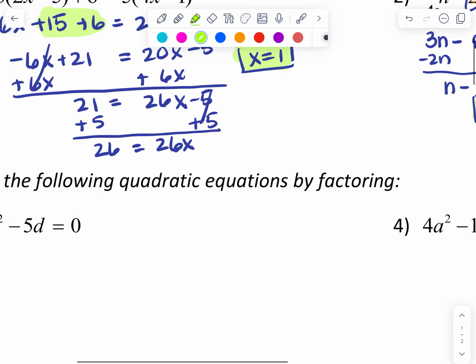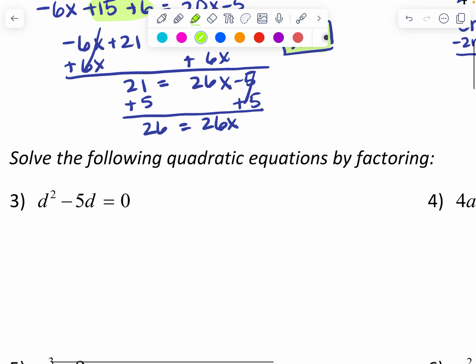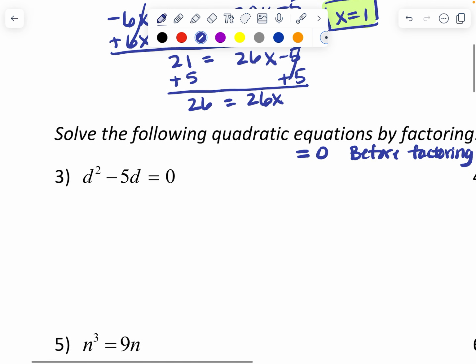Okay? Now, number 2 on your quiz tomorrow is going to have instructions say solve the quadratic equations by factoring. So on this one, you definitely want to make sure that everything equals 0 before you factor. Okay? If you don't have it equal to 0, you're going to mess up and it's not going to come out right.